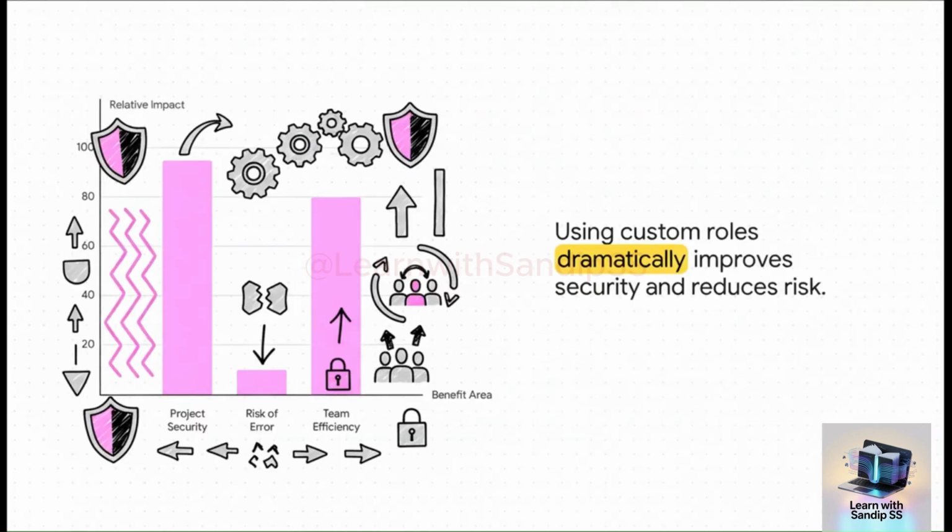I mean, this chart really says it all. When you use custom roles, your project security just skyrockets. At the same time, the risk of human error plummets because people simply can't edit things they're not supposed to. And your team's efficiency? It stays high because everybody has exactly what they need to get their job done. No more and no less.